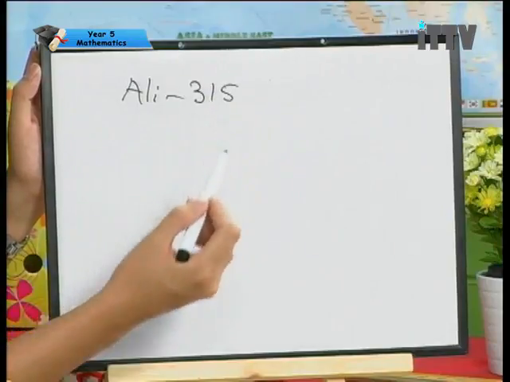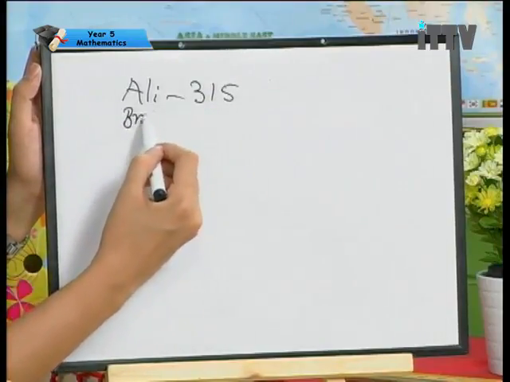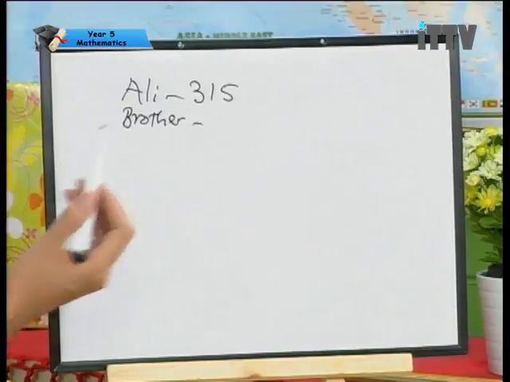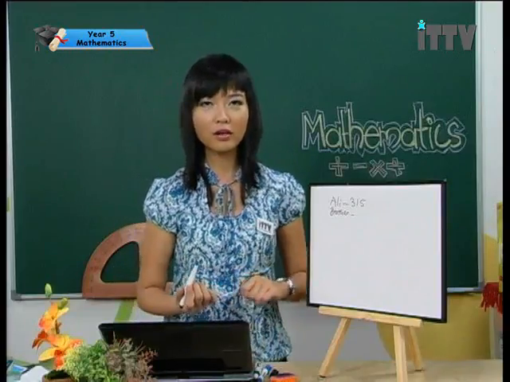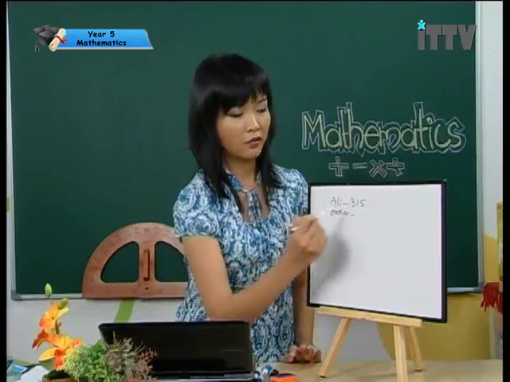315. How about his brother? I just put their brother, okay, because we don't know his brother's name. How about the brother? 245.